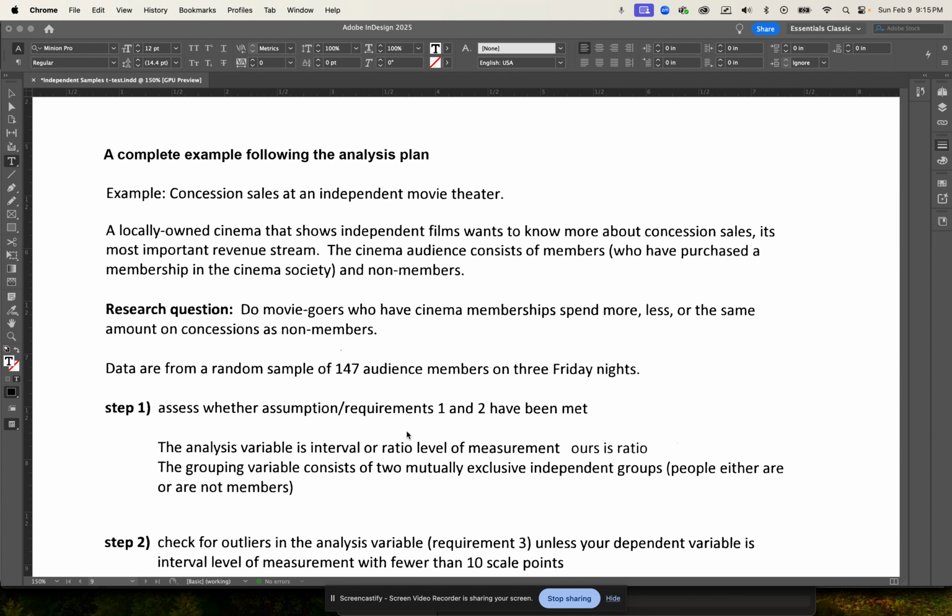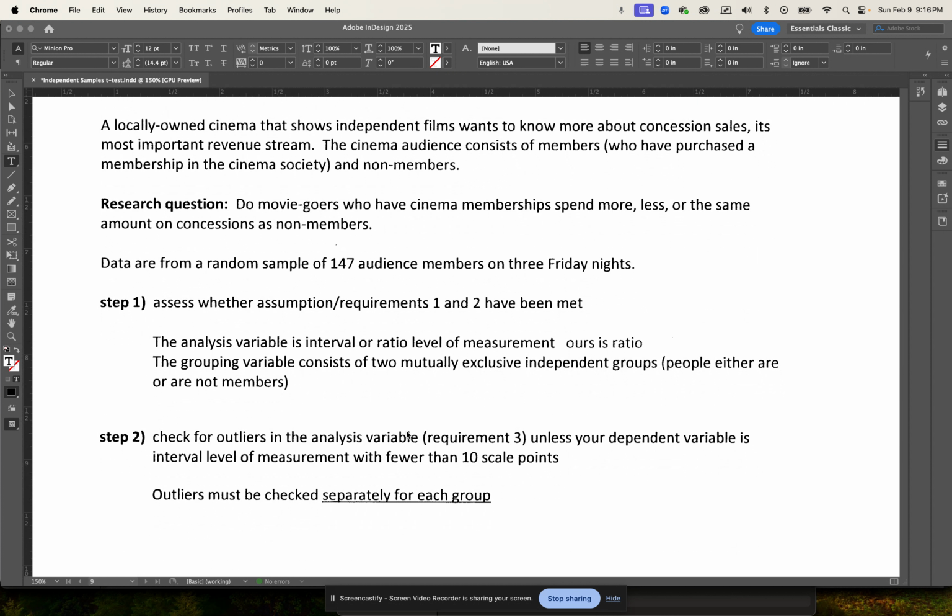Step two would be to check for outliers. And if you recall, I said that we look at the z-score for that purpose. And you have to check for outliers in both groups separately. And this is what a sample output would be showing, the z-scores for each data point. It would take up a lot of space, so we're just looking at the 5 smallest and 5 largest z-scores for both groups. And this one would be member concession purchases.